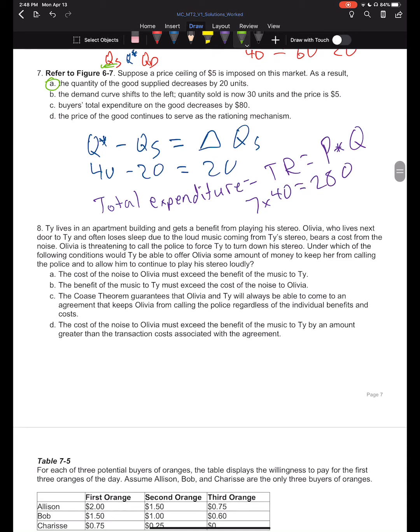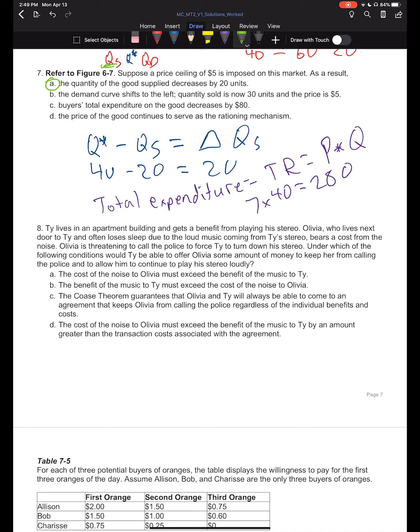Ty lives in an apartment building and gets a benefit from playing his stereo. Olivia, who lives next door to Ty and often loses sleep due to loud music coming from Ty's stereo, bears a cost from the noise. Olivia is threatening to call the police to force Ty to turn down his stereo. Under which of the following conditions would Ty be able to offer Olivia some amount of money to keep her from calling the police and to allow him to continue to play his stereo?